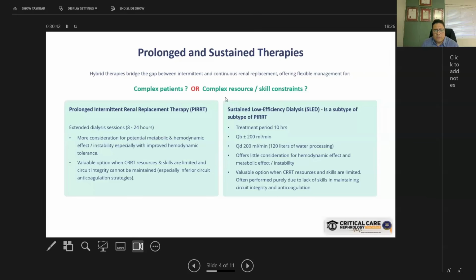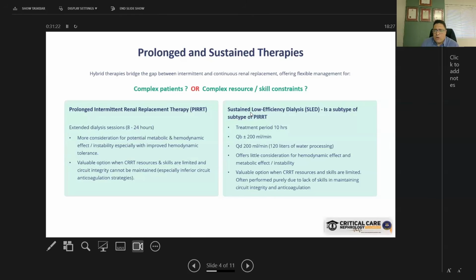Once again, I'm coming back to the issue of continuous renal replacement therapy with regional citrate anticoagulation, because oftentimes prolonged intermittent renal replacement therapy, which is essentially just an extended form of therapy, sometimes going up to 8 hours or even up to 24 hours, gives very little consideration to the patient's metabolic and hemodynamic stability. But it is a valuable option when CRRT resources are limited, especially when you're unable to maintain the circuit integrity. And this is really because of inferior circuit anticoagulation strategies.